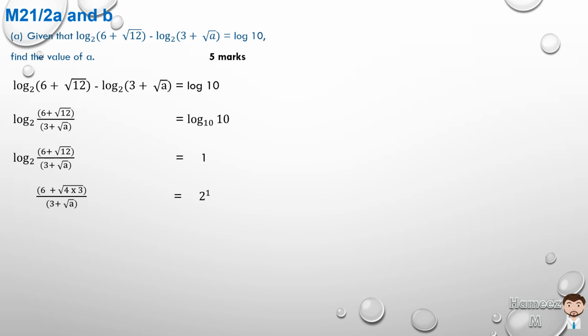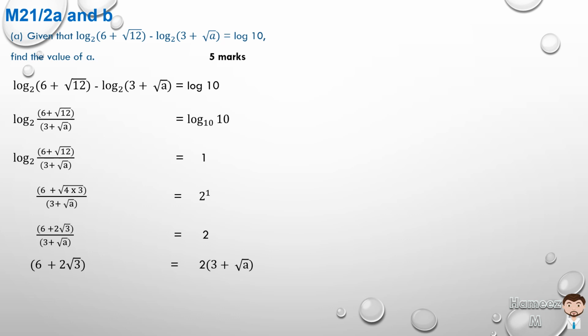We can also manipulate inside the root, so we get 6 plus 4 times 3 over 3 plus root a. So that gives us 6 plus 2 root 3, because the square root of 4 is 2, over 3 plus root a is equal to 2, because 2 to the power 1 is 2. So we can move the denominator across, so it will give us 6 plus 2 root 3 is equal to 2 times 3 plus root a.